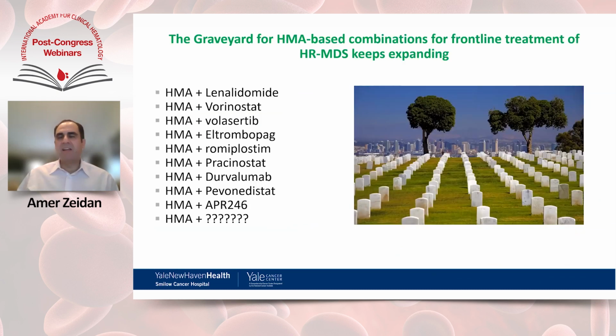And because of that, there has been an interest in building on HMAs by adding another drug, so HMA combinations. However, unfortunately, we have a big graveyard of combinations, drugs that were added to hypomethylating agents that showed nice phase 2 data, but once you have gone to the phase 3, the results were not different. So currently, you can see some of those drugs listed. None of those have been shown to improve overall survival over HMA monotherapy when tested in randomized clinical trials.